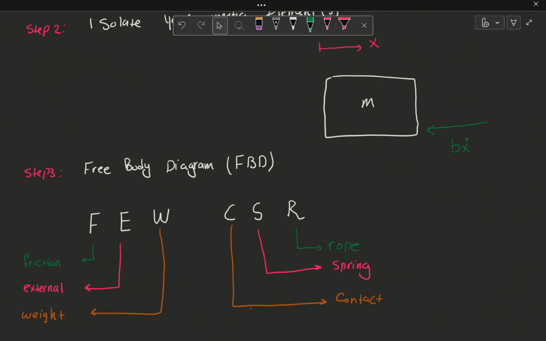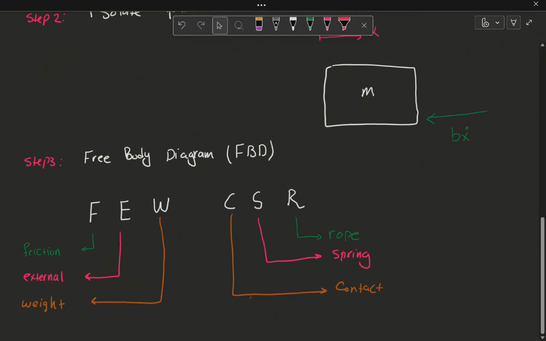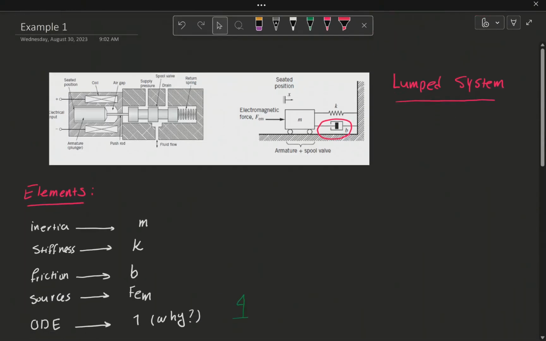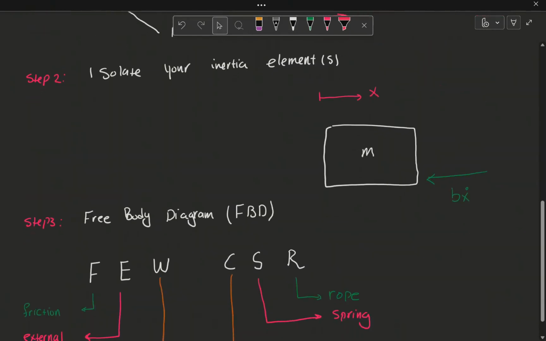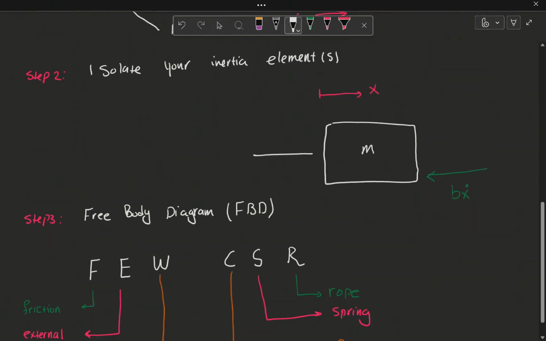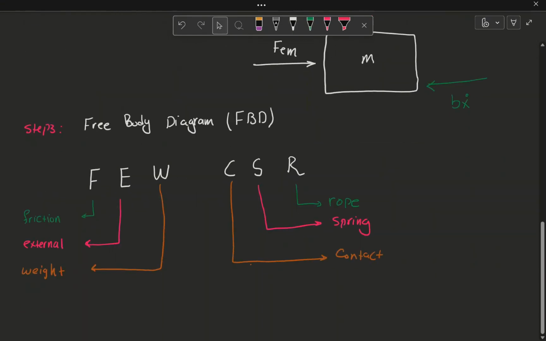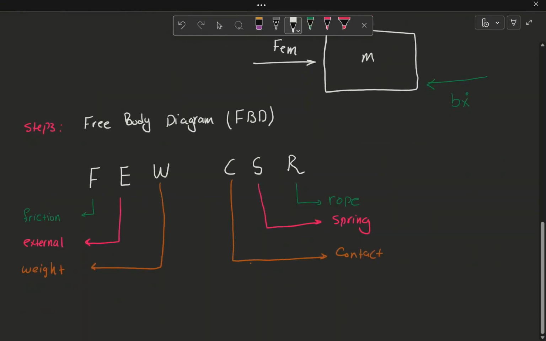The next one is the external force. If you look at this, I have only one external force, and that is F electromagnetic. The direction and magnitude of that force is given to me, so I'm just going to copy it in here. The next one is the weight. Weight is always applied at the center of gravity, pointing downward.